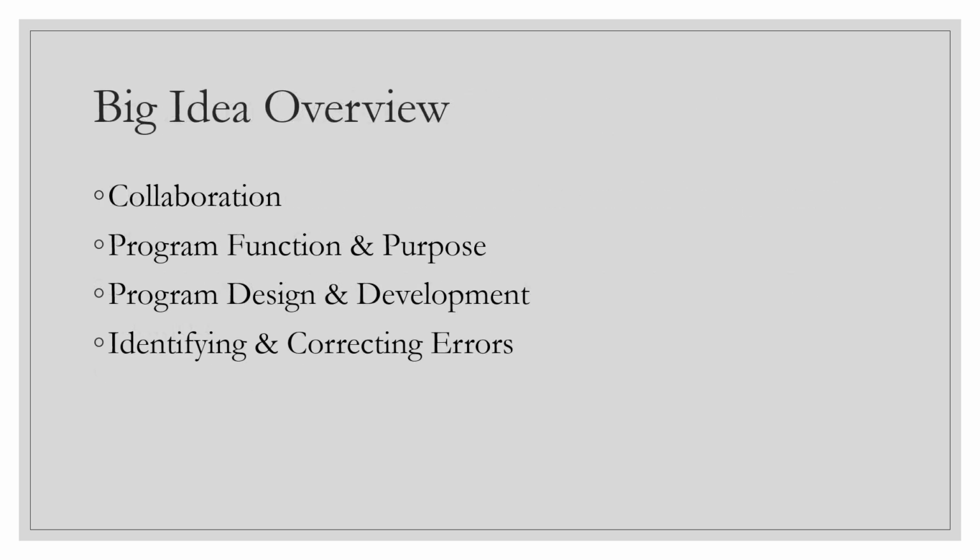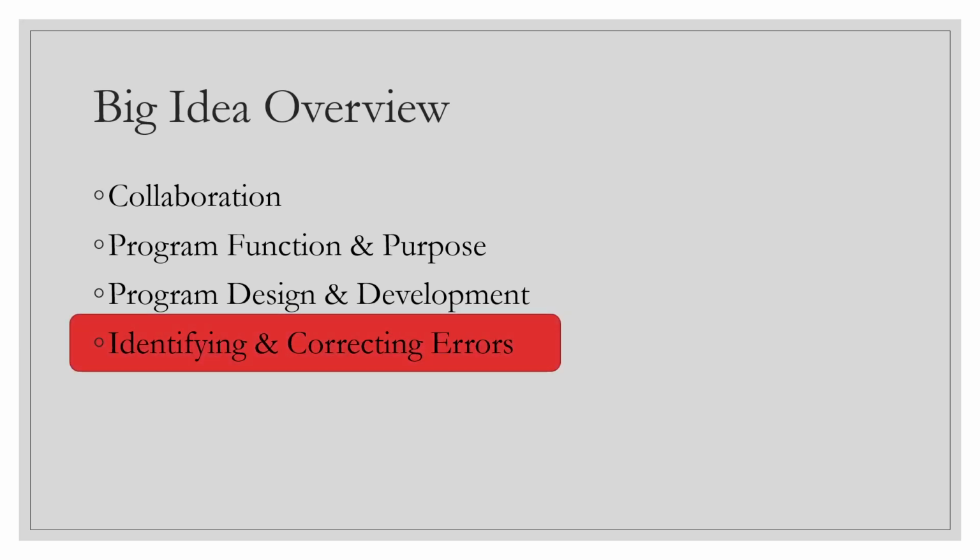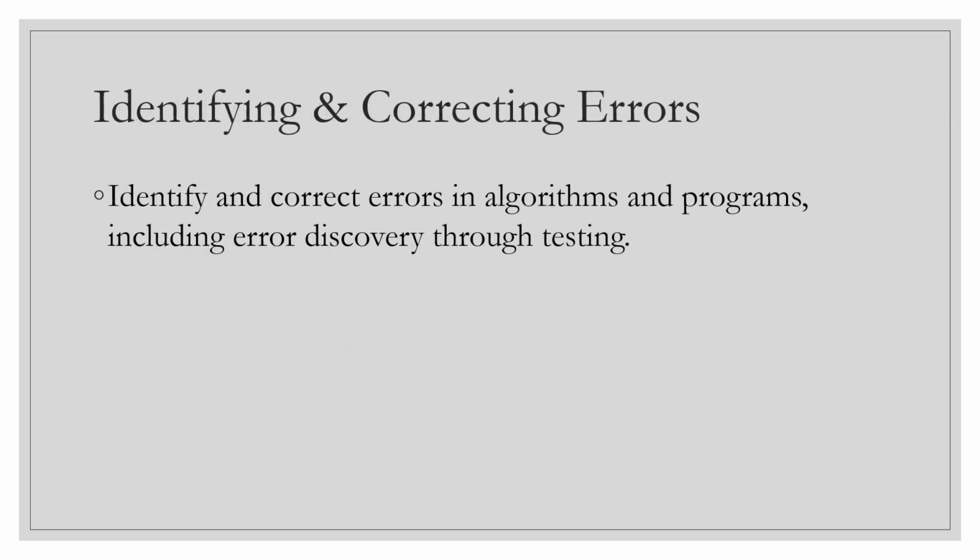And now we're going to go down into the fourth and final critical idea for the creative development big idea, which is identifying and correcting errors. All that this really encompasses is having the ability to identify and correct errors in algorithms and programs, including error discovery through testing.